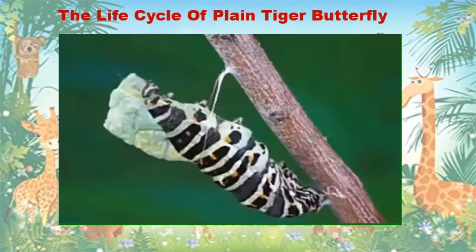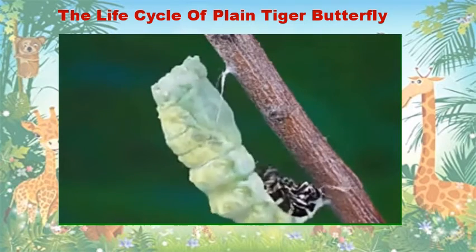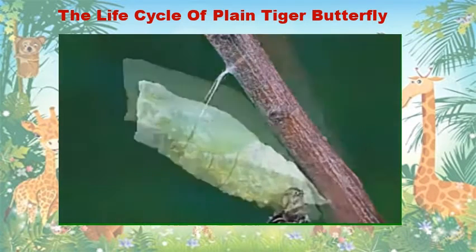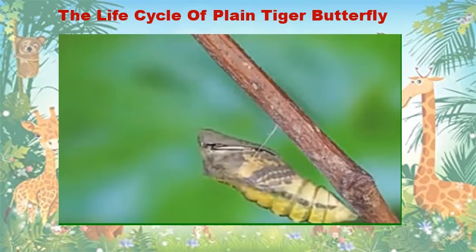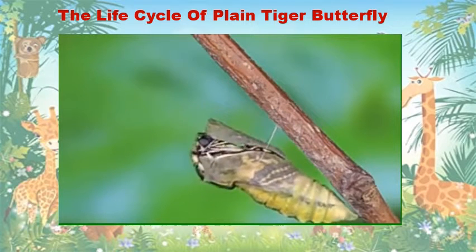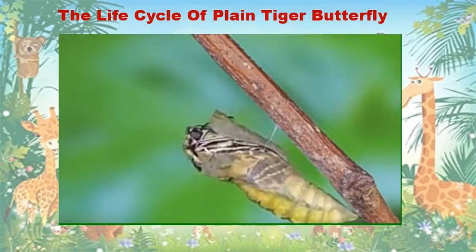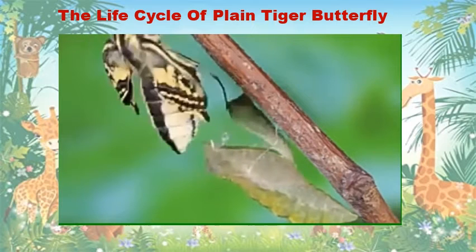See this? It stays in pupa stage for 11 to 12 days. And it does not eat anything, and so many changes appear inside the pupa, and an adult butterfly emerges out along with 4 beautiful wings and 6 long legs. You can see here. Correct? This is a plain tiger butterfly.